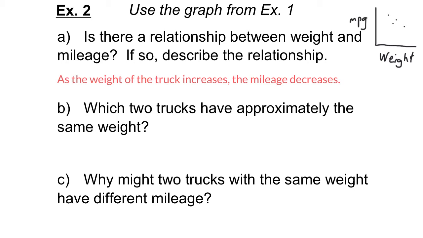Now, sometimes you might not see a relationship. Let's say the points were scattered all over the place and there wasn't a clear trend that it was decreasing or increasing or anything like that. Then you would just say there's no relationship.